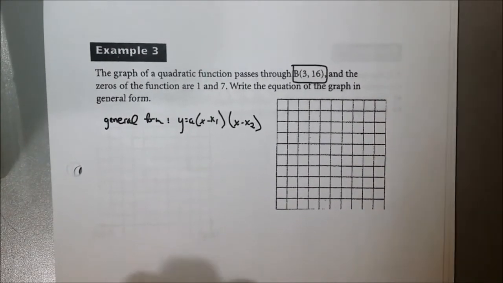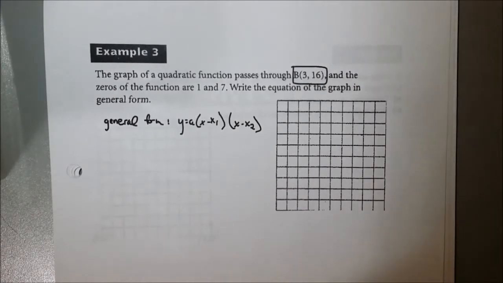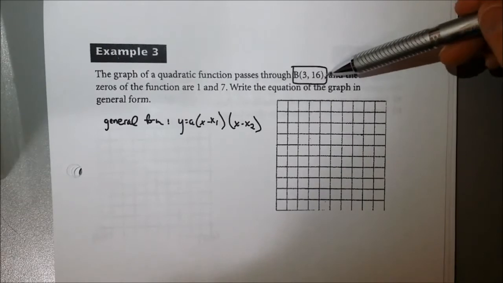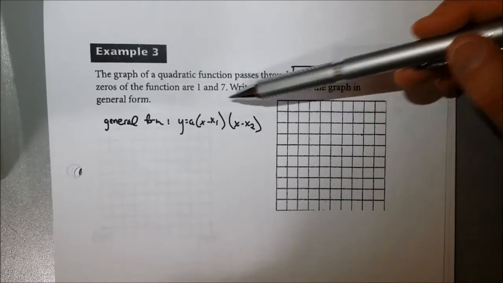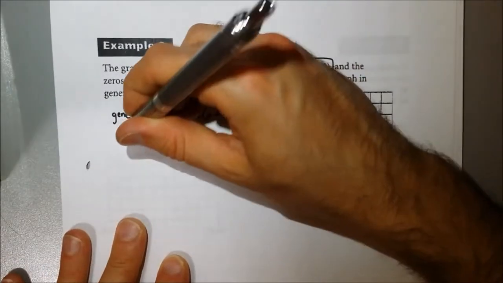Example 3. So this one here is a little bit, actually I don't know, I haven't read it. So what do we got? We got a function passing through a point, and it gives me the zeros of the function. So remember, zeros is a fancy way of saying x-intercepts.